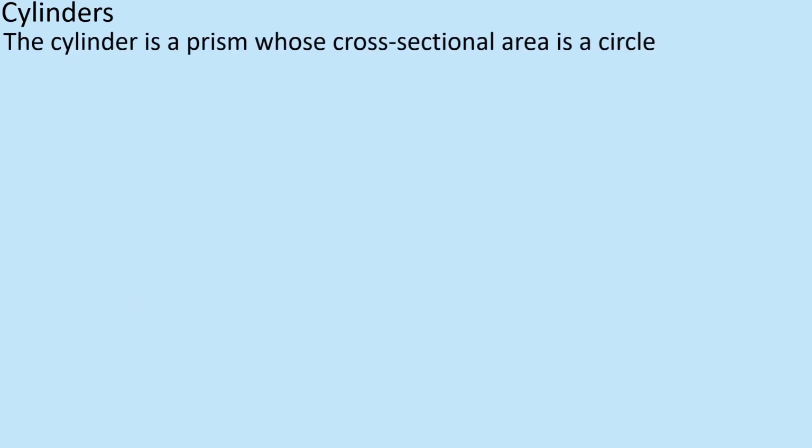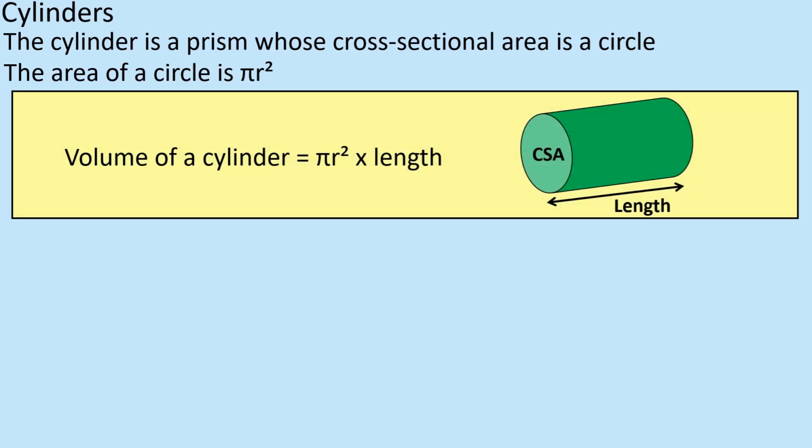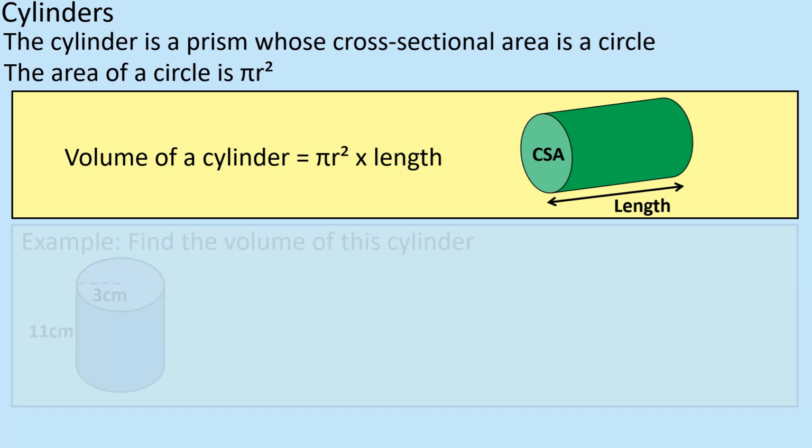All right, so cylinders. A cylinder is effectively a prism but with a circle at the front. The area of a circle is pi r squared, which if you haven't looked at, you should have done by now. Then I just need to times it by its length. So it's the same process: the area of the top times its length gives me the volume.